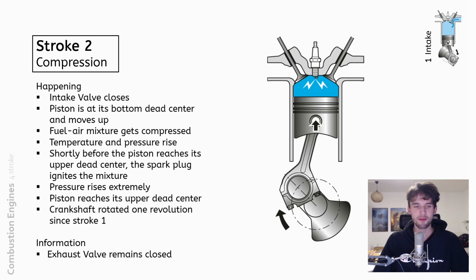And just before the piston reaches its upper dead center, the spark plug ignites the mixture, which leads to an explosive increase of the temperature and pressure. And when the piston reached its highest point, the upper dead center, the crankshaft now rotated 1 revolution since the beginning of stroke 1.